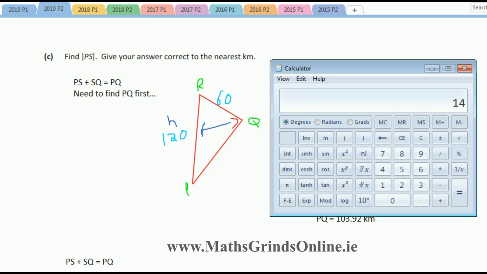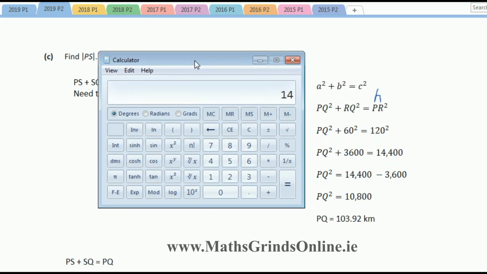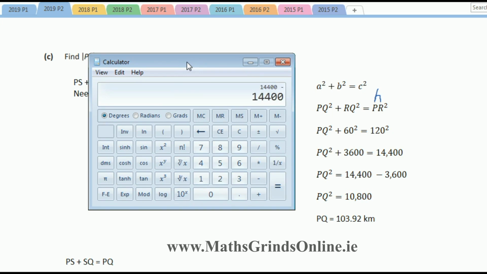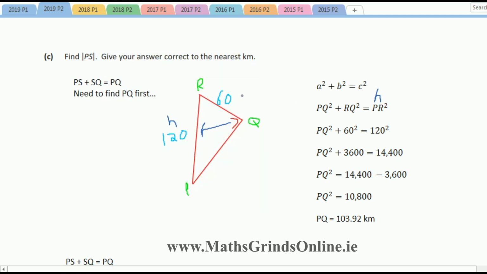So 14,400 take away 3,600. This is my number for PQ squared. 10,800. So the square root of this will be PQ. 103.92 kilometers. That's the full length there.